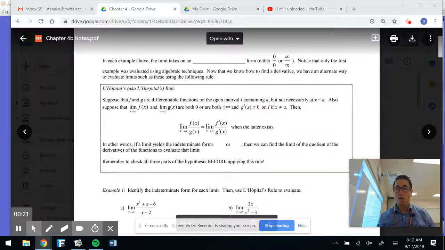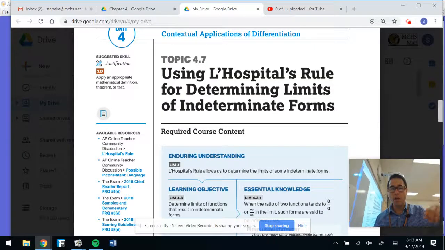Today we do L'Hopital's rule. It's not La Hospital, it's L'Hopital's rule. Okay, you say that wrong in class, major point deductions. All right, here we go.